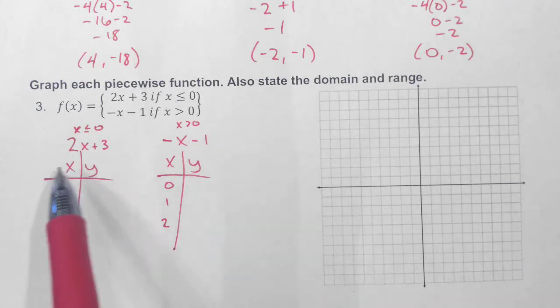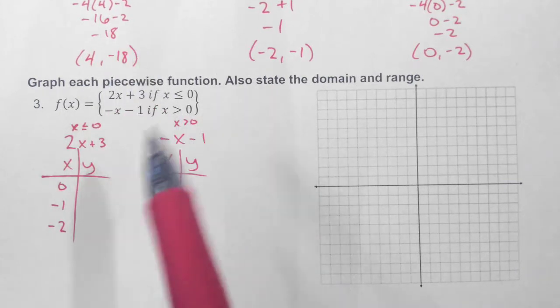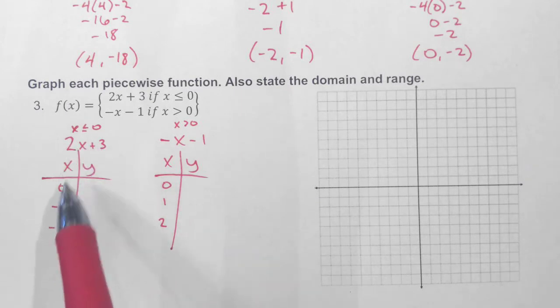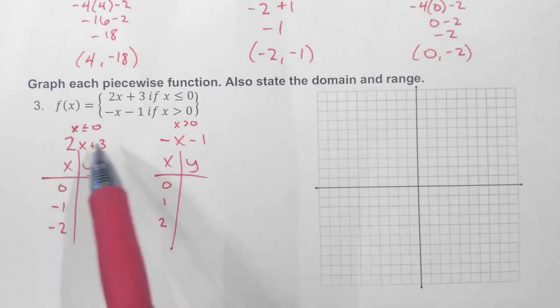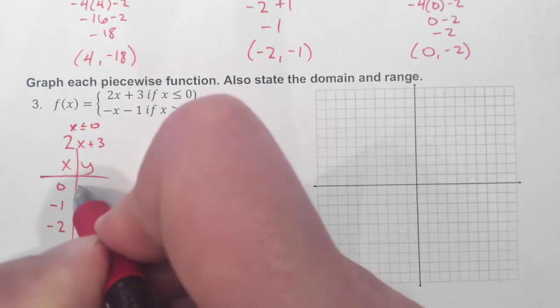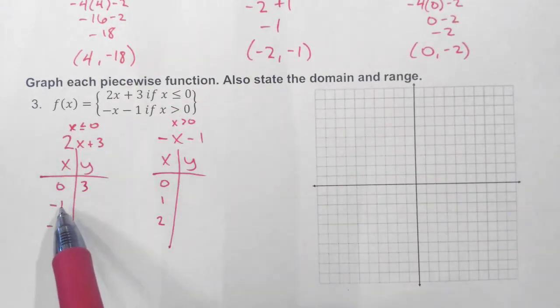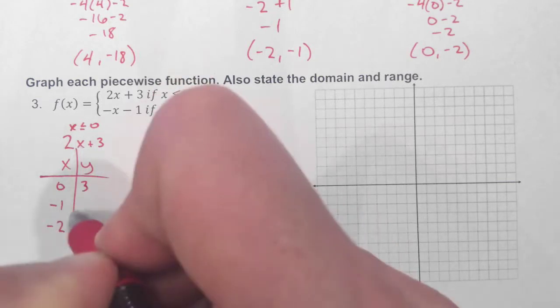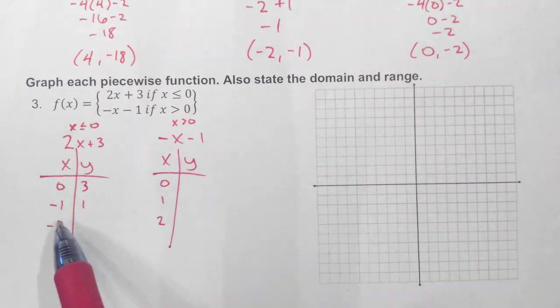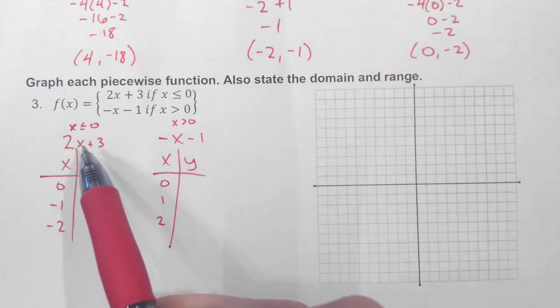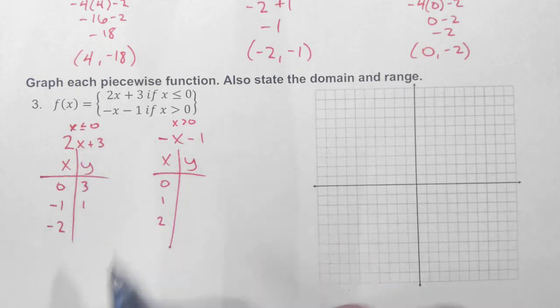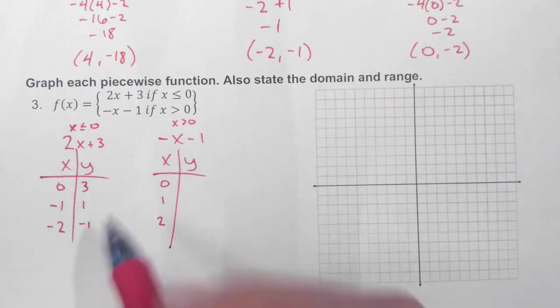And then we're just going to plug it in. I'm not going to show as much work as I did up here; I'm going to do a little bit more mental math. First number we plug in is 0. 2 times 0 plus 3 is 0 plus 3, that's 3. This time we plug in negative 1. 2 times negative 1 is negative 2, and negative 2 plus 3 is positive 1. If we plug in negative 2, 2 times negative 2 is negative 4, and negative 4 plus 3 is negative 1. Okay, so that one's done.